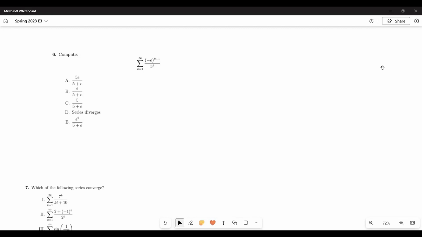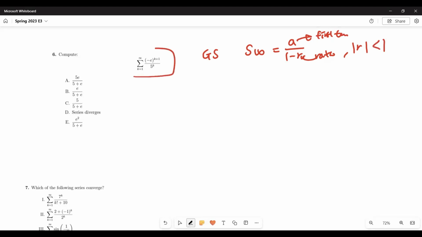Okay, so I can use geometric series, right? If you remember geometric series, S to the infinity is A over 1 minus R, where A is the first term and R is the ratio. So let's write it in a format that we can actually work with. And the one thing I forgot to mention is that the absolute value of R has to be less than 1.